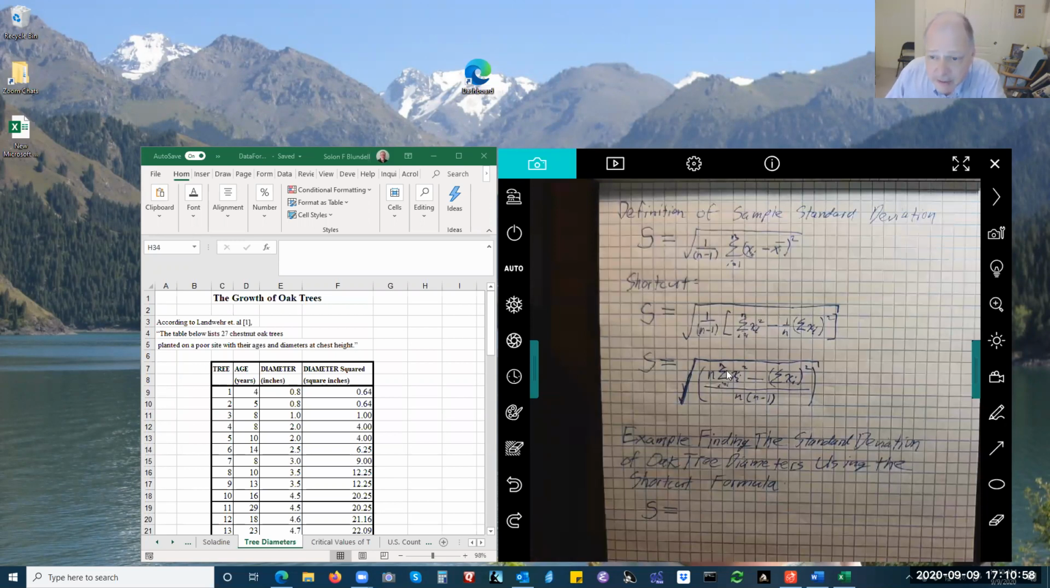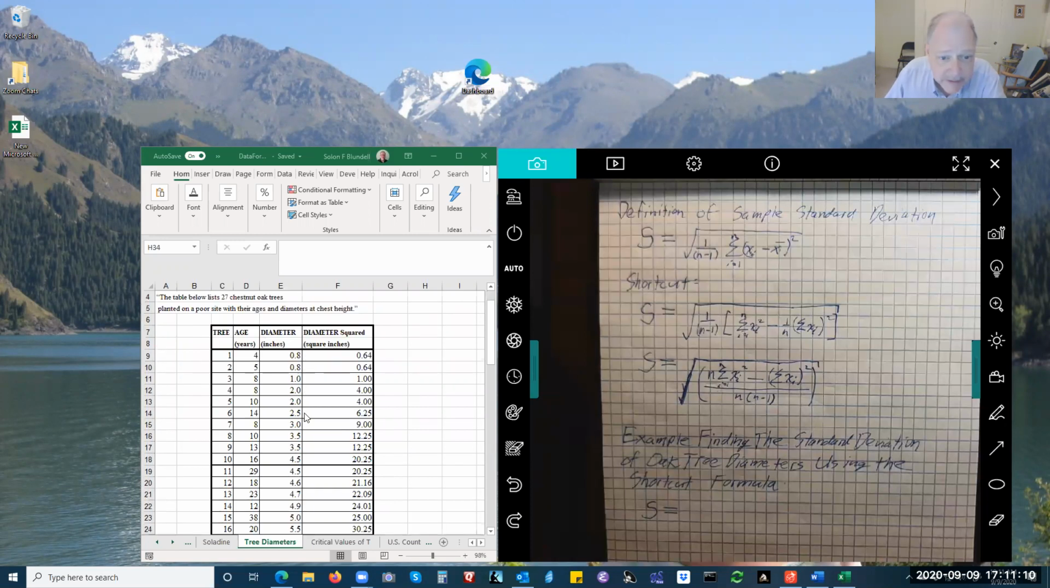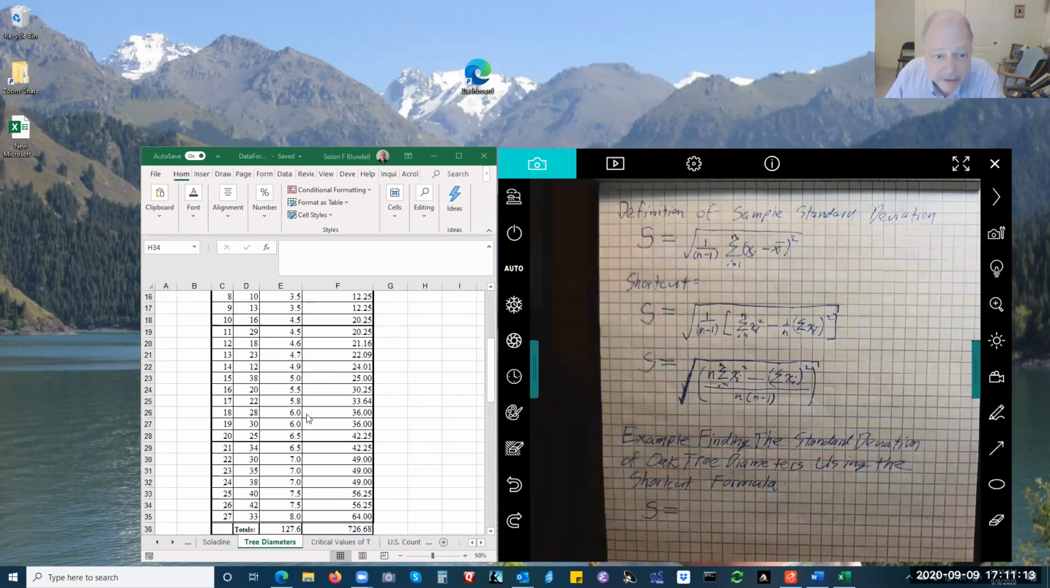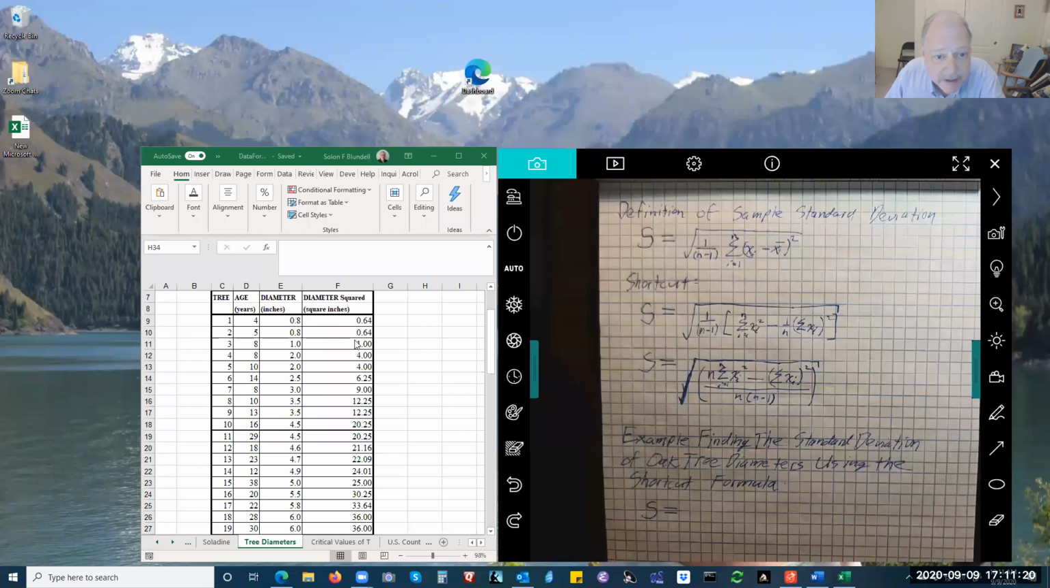So this one is going to be easier to use, and I want to demonstrate how to use it with the data that we have about the diameter of the oak trees. So we had 27 randomly selected oak trees. We've measured their diameters, and that's in this column. And then the squares of all those numbers are over here in this column. So we have all the x's, the xi's here, and the xi squareds here.